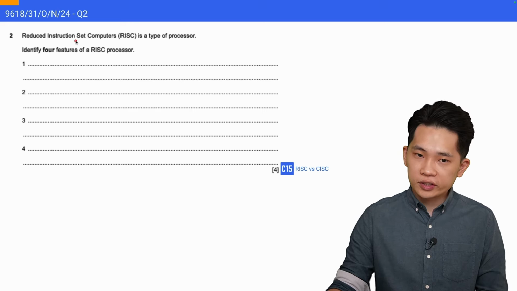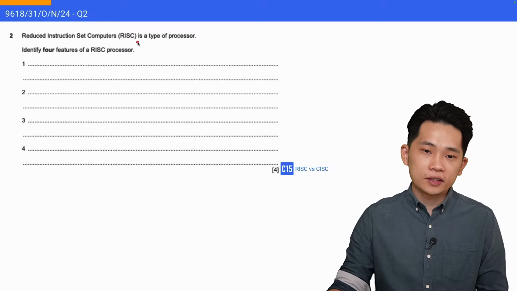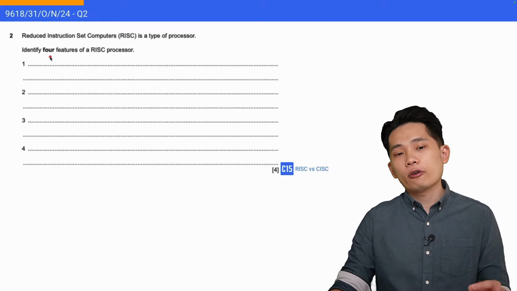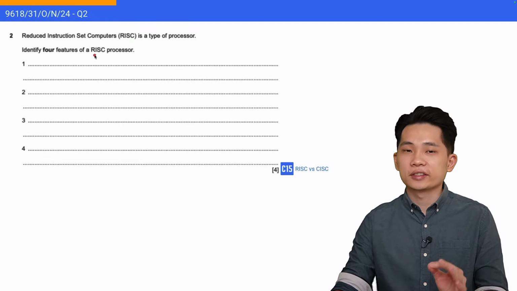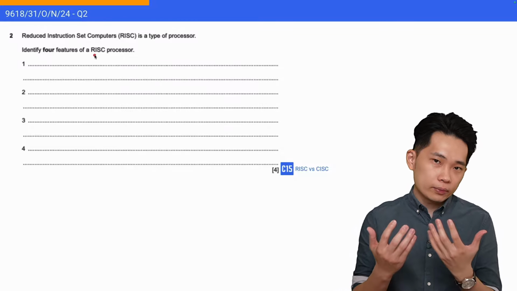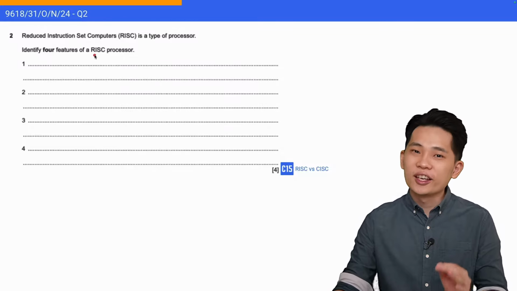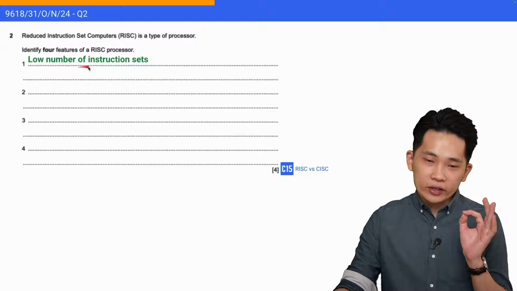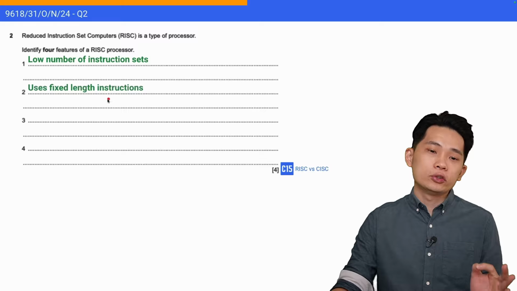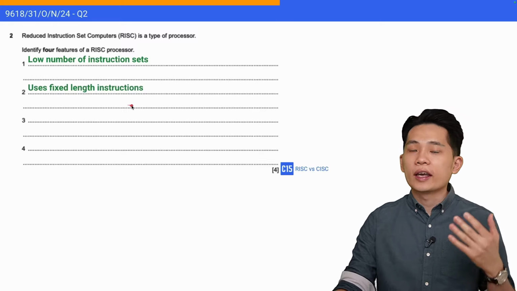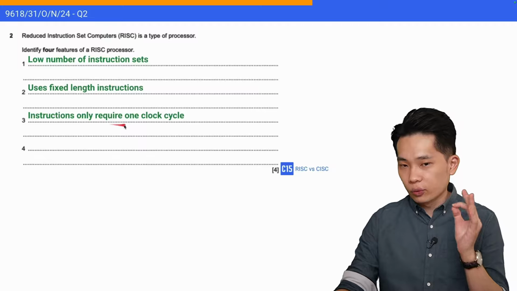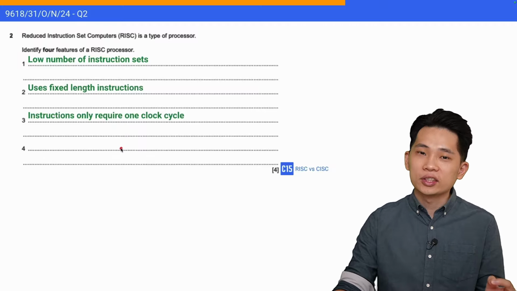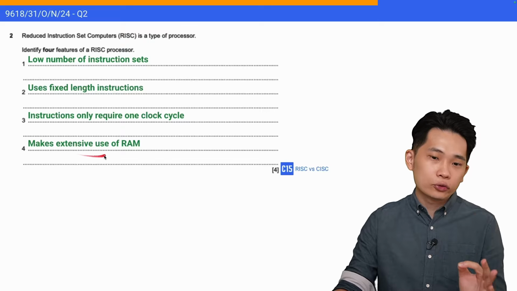Reduced Instruction Set Computers RISC is a type of processor. Identify 4 features of a RISC processor. The first feature will be based on the name itself, which is reduced instruction. So we can write low number of instruction sets. Next will be uses fixed length instruction, and each instruction only requires 1 clock cycle. And lastly, it also makes extensive use of RAM.